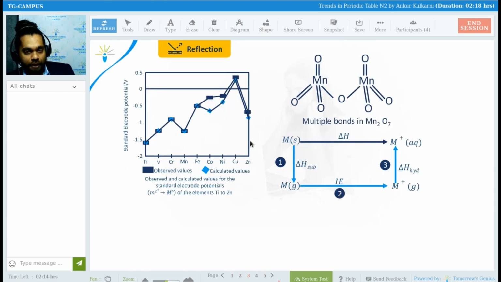Today, what are we going to look at? Let us look at all the remaining part, that is your electrode potential, whatever is left, we will look at that.